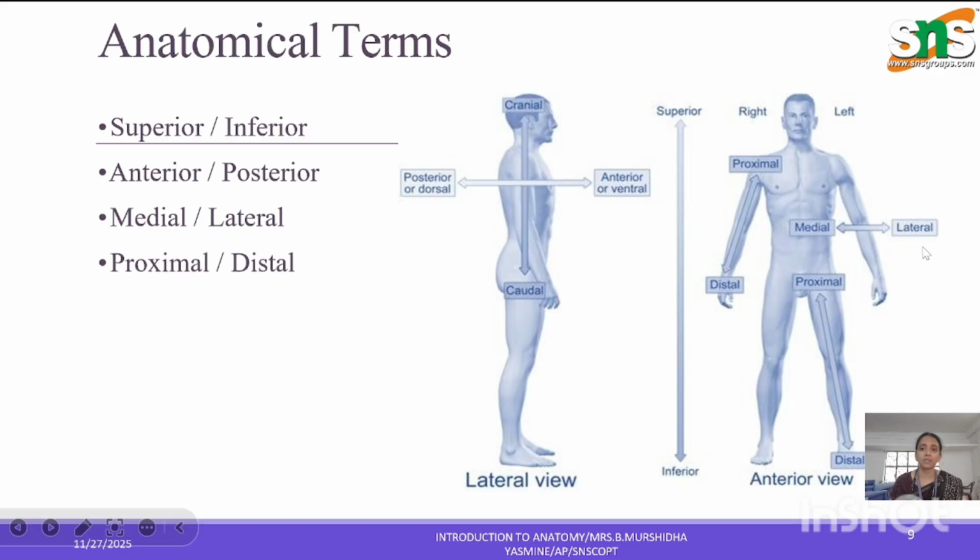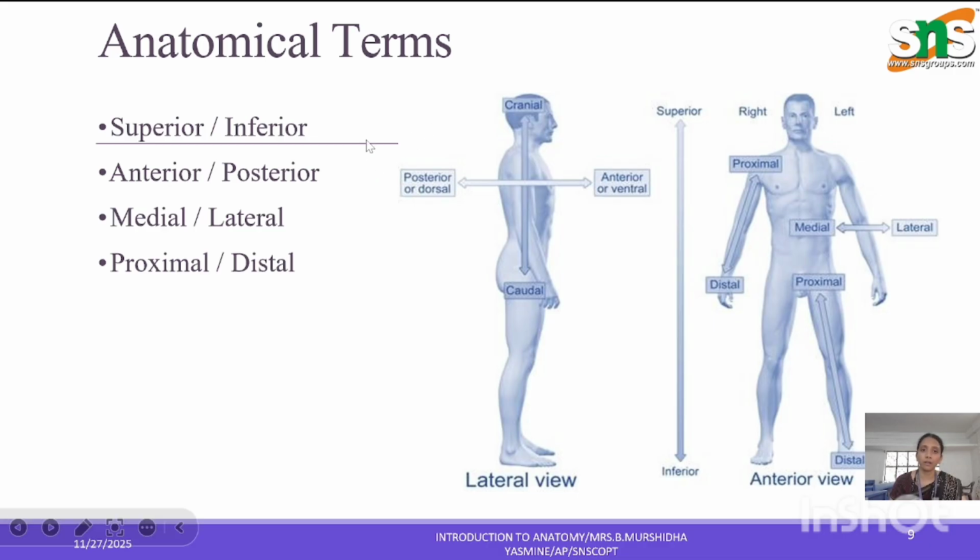The next is proximal and distal. Proximal and distal are somewhat similar to superior and inferior, but we should not confuse those terms with each other. Proximal is the structure which is present at the top of a particular region. The distal is the structure that is present down or at the end of the particular region. That is proximal and distal.